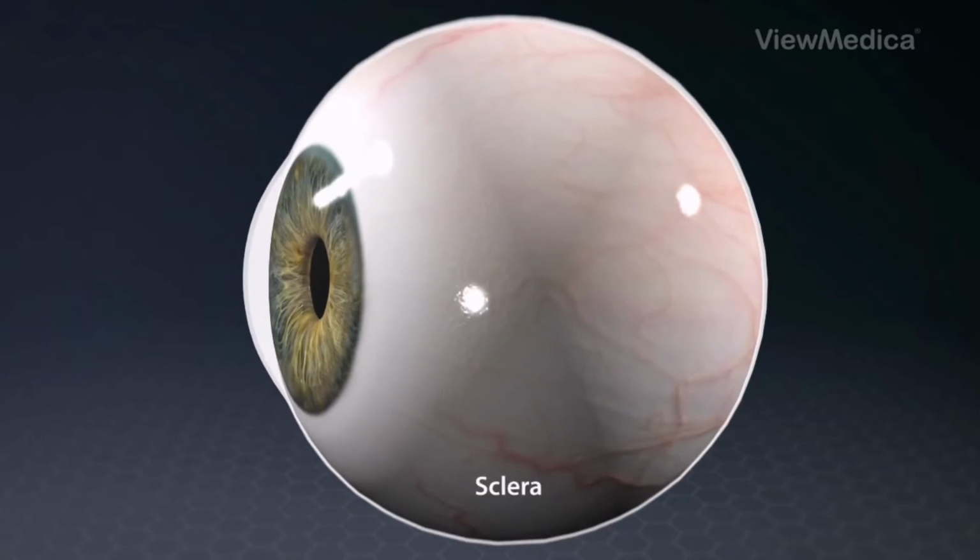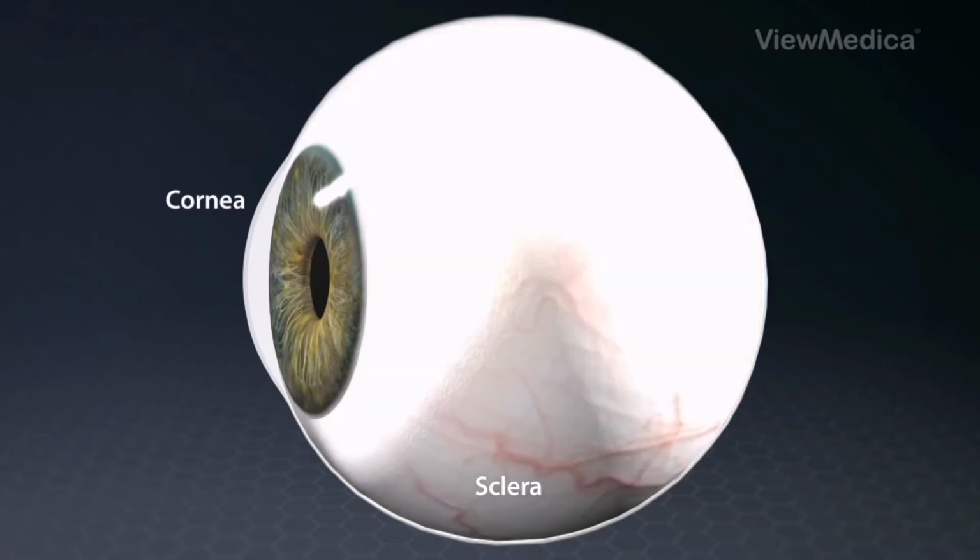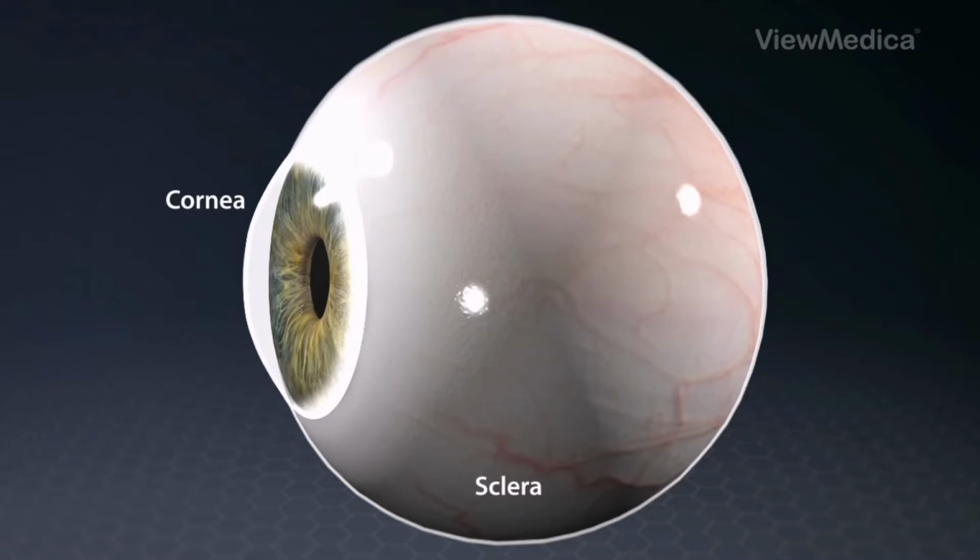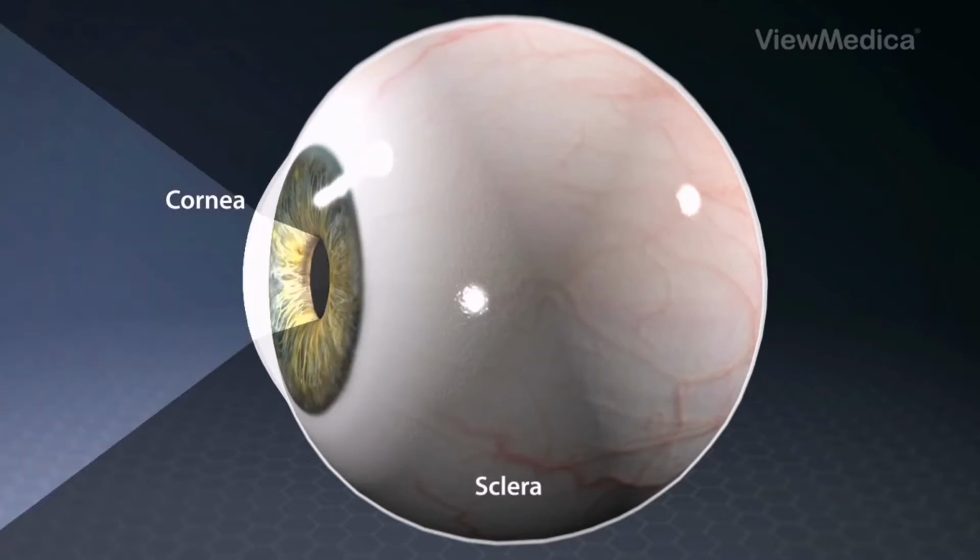The sclera and the cornea compose the eye's exterior. The sclera is a protective layer of white tissue. The cornea is the clear window in the front of the eye. It helps focus incoming light.